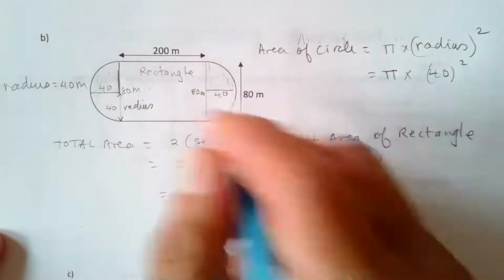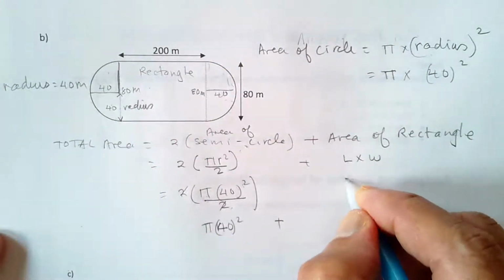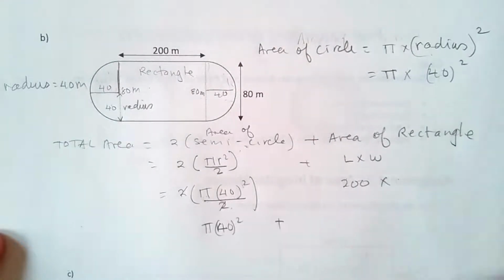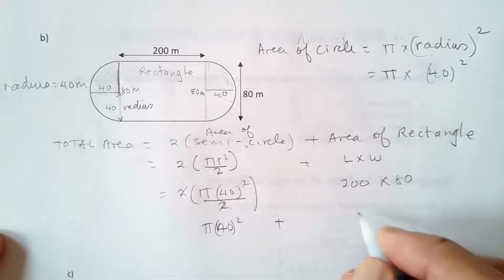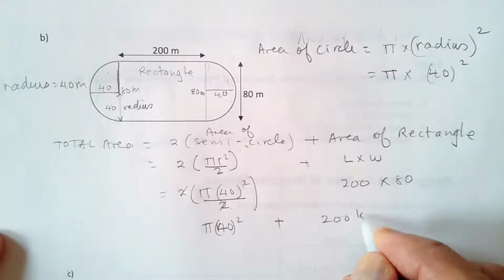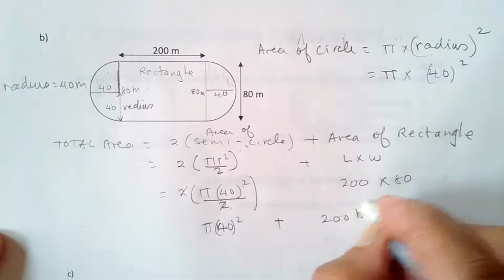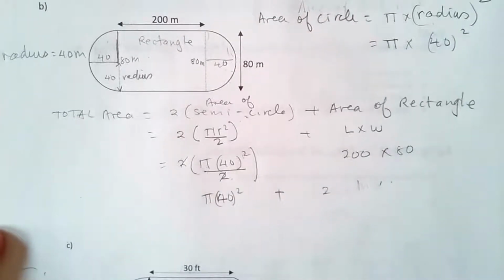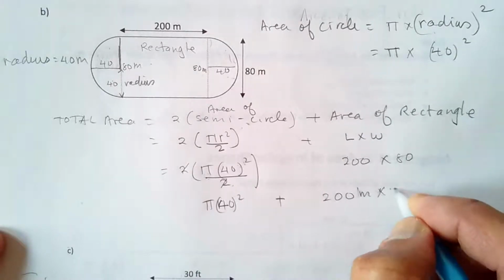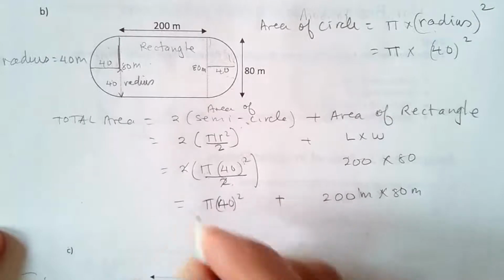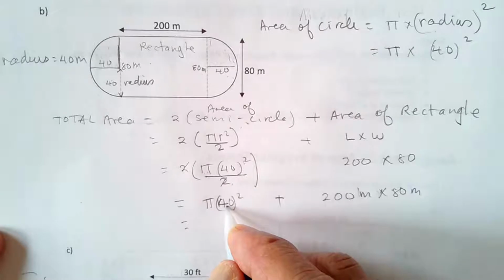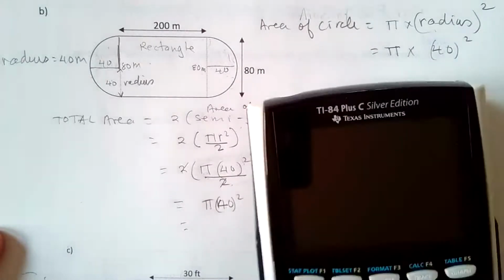Now length times width. Now we know our width here. We know our length is 200 times 80. So we have 200 meters multiplied by 80 meters. So this gives us, now put our calculator out here.